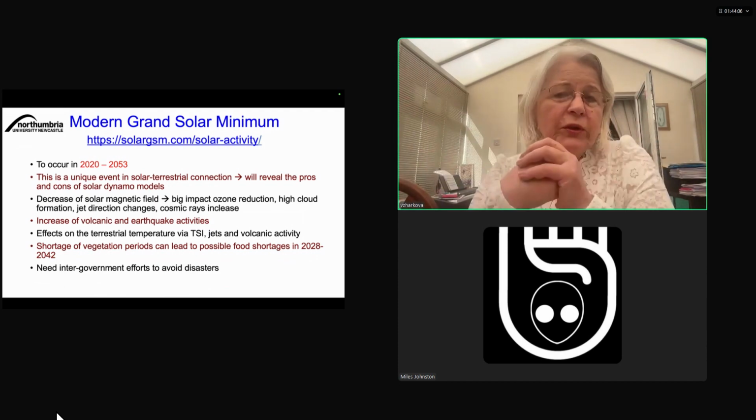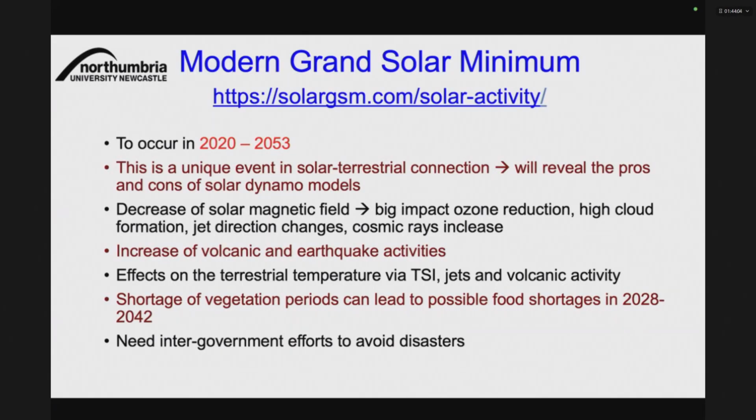So this is unique for the solar-terrestrial connection, for we have all these instruments watching the Sun. It will be interesting to observe, because nobody observed, apart from records, a grand solar minimum. So it will be extremely interesting.